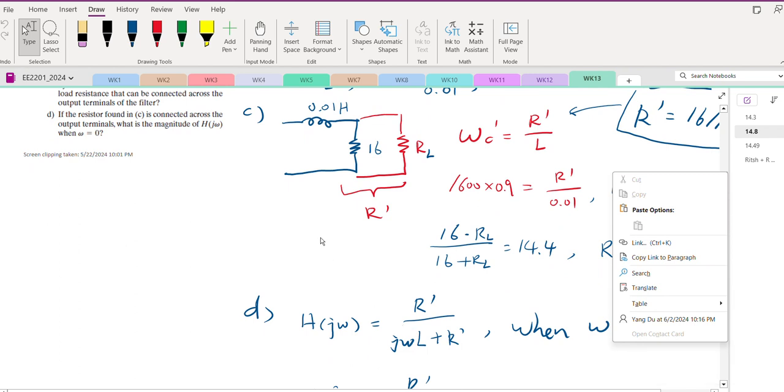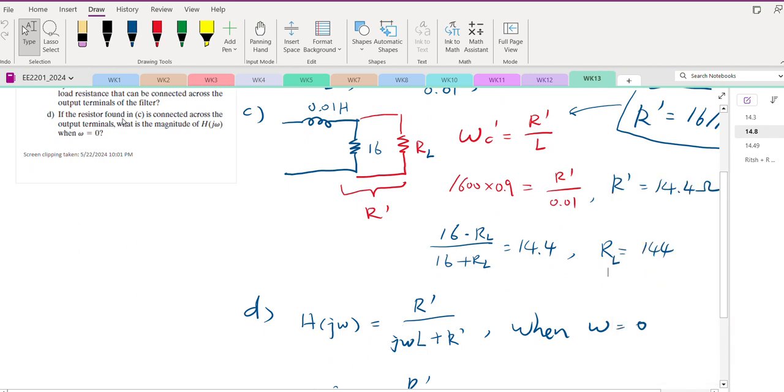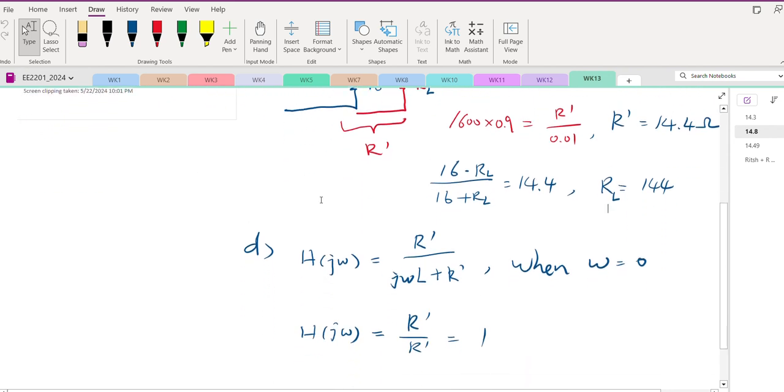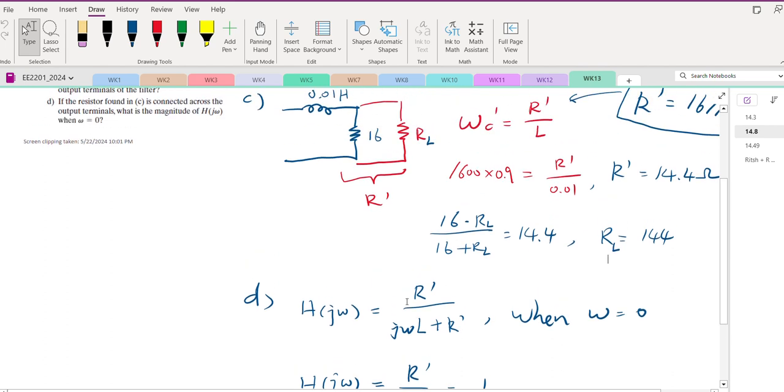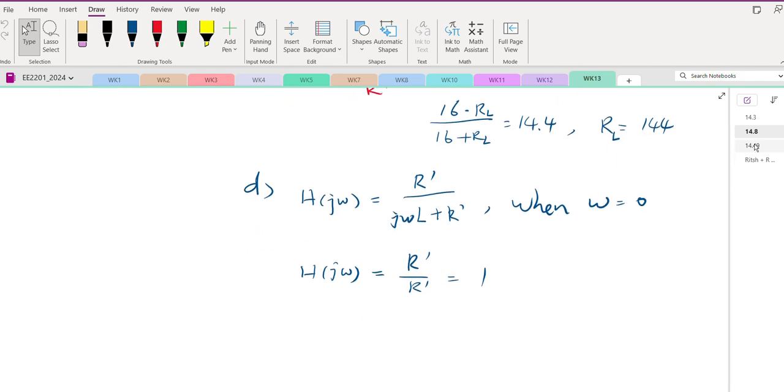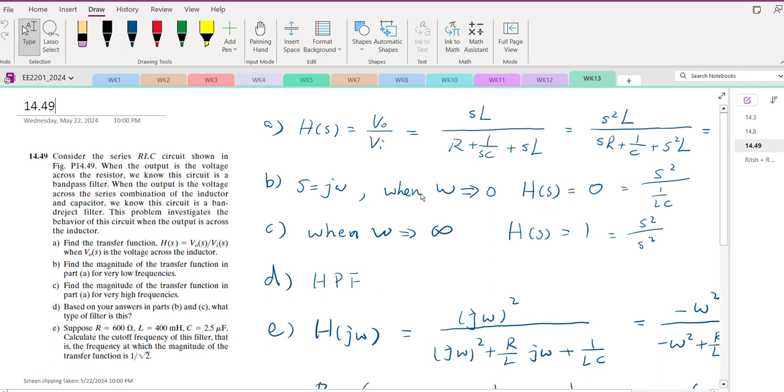Okay? Then the last part, if the resistor found in C, found here, is connected across the output terminal, what is the magnitude of H(j omega) when omega equals 0? So we got the new R here, and this is actually sL plus that R hat, j omega L. Sorry, this is a voltage divider again. Okay, this is a voltage divider. sL plus that R hat. Then when omega equals 0, the magnitude is just 1. Okay, final one.